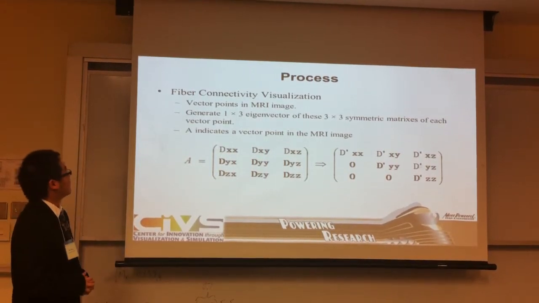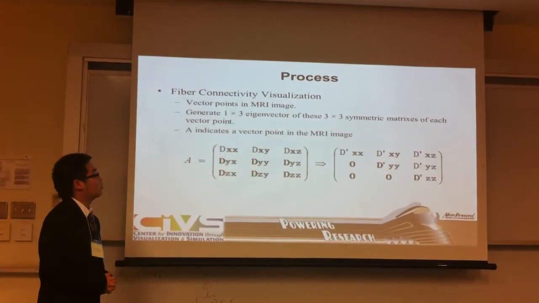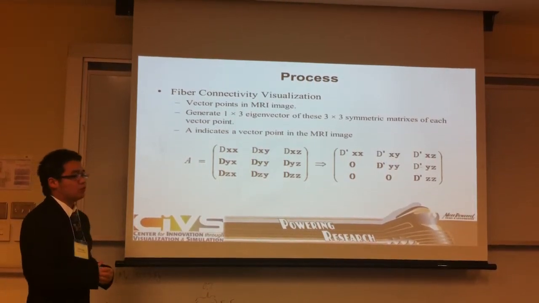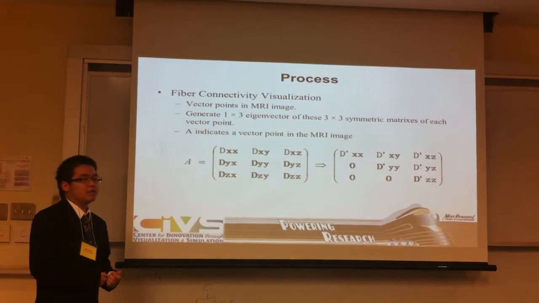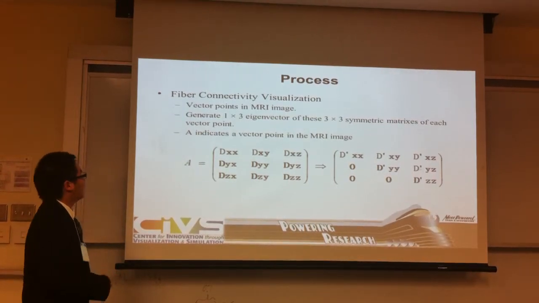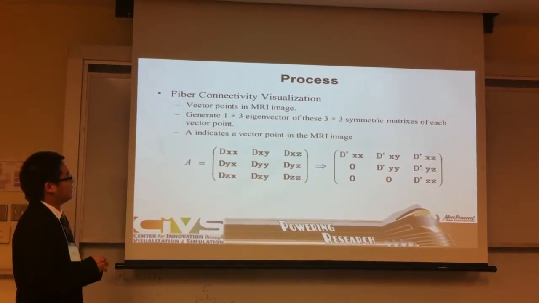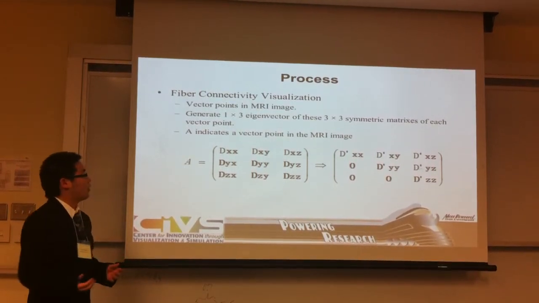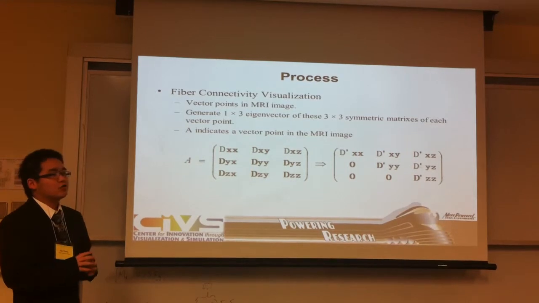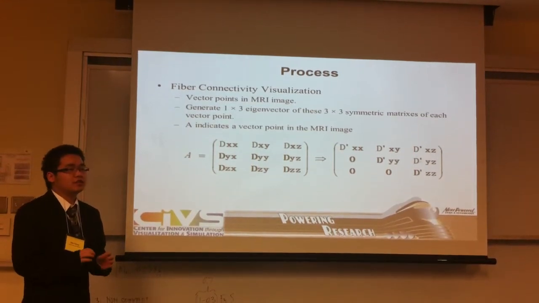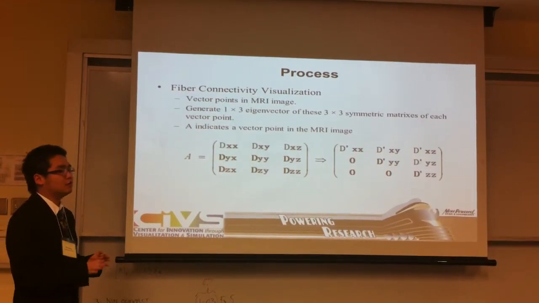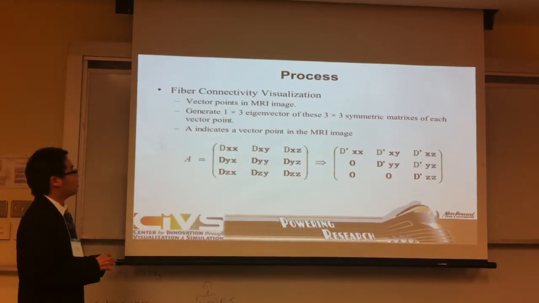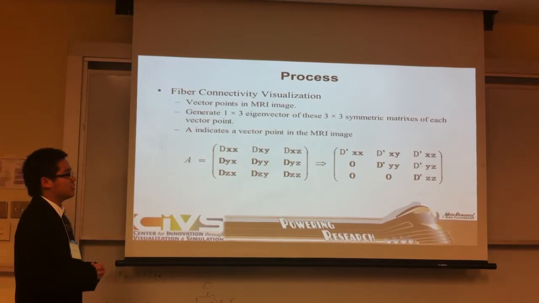The fiber connectivity visualization is the last part of our process, but it's also the most important part. That's also why we named the project fiber connectivity visualization. MRI imaging is composed of many vector points, so if we want to handle the MRI imaging in detail, we need to handle these vector points. We found a way to generate eigenvectors by using some algorithms.